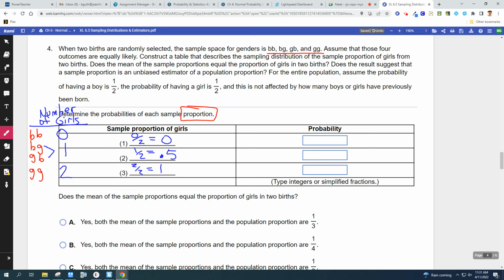You can tell it's not probabilities because it doesn't add up to 1. But the probability here, I think probability makes more sense. The probability of getting 0 girls is 1 out of 4. The probability of getting 1 girl is 2 out of 4. And the probability of 2 girls is 1 out of 4. I thought those numbers were just kind of tricky.